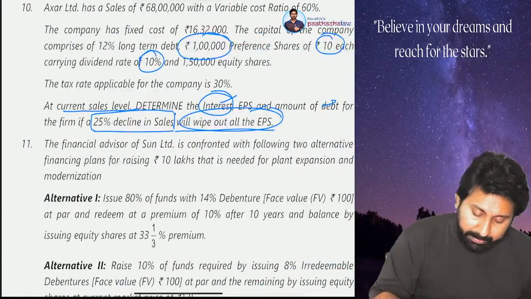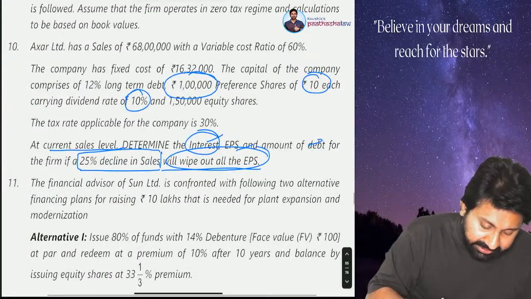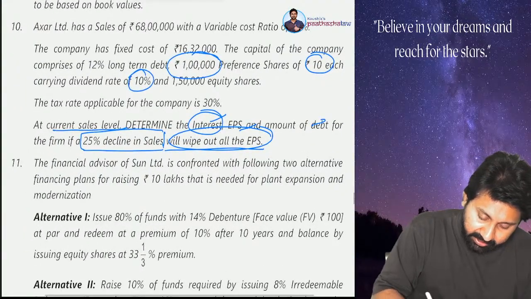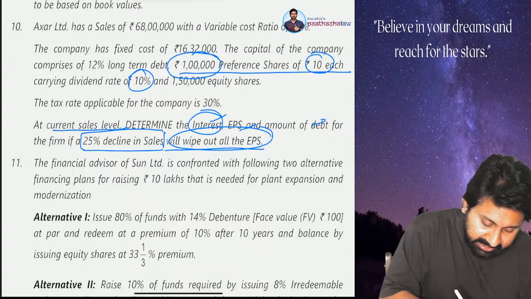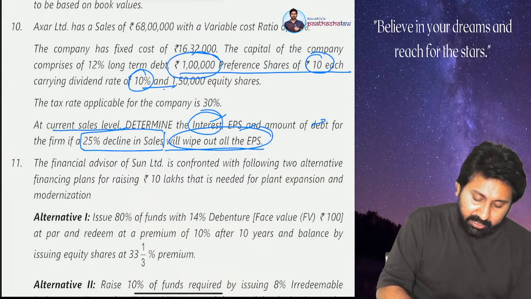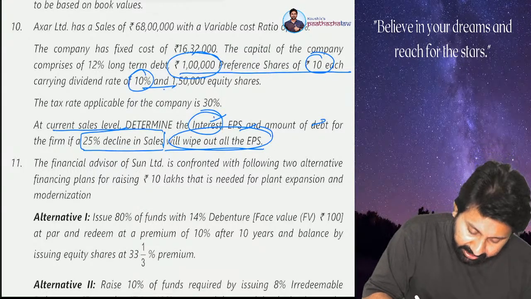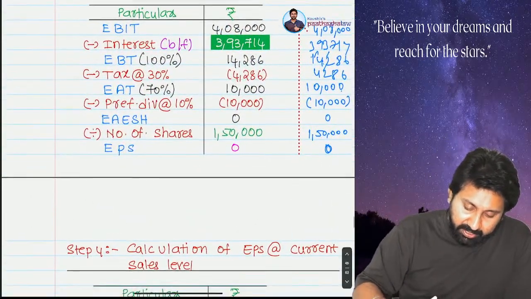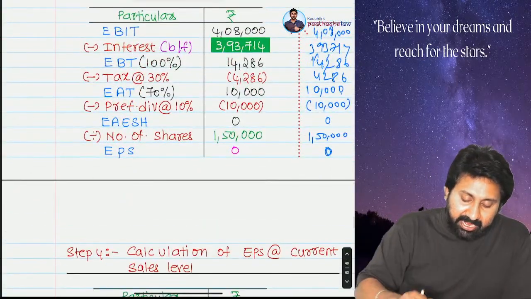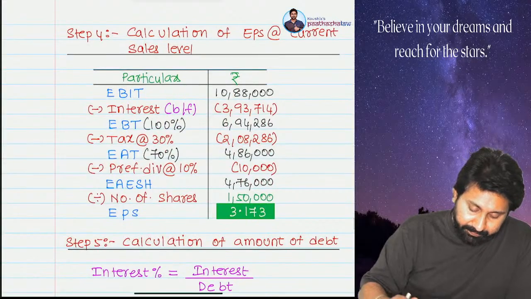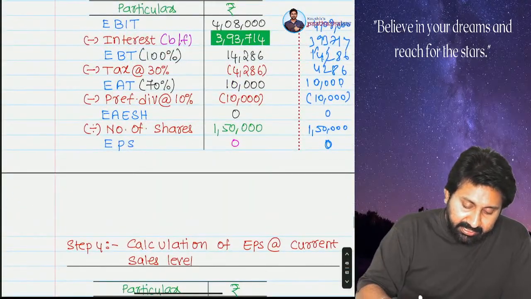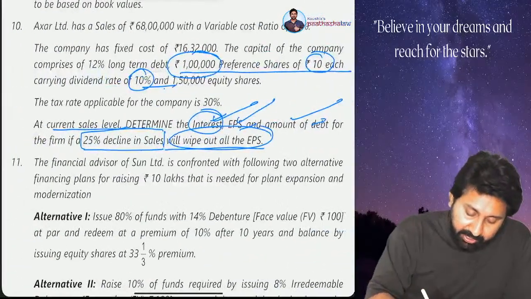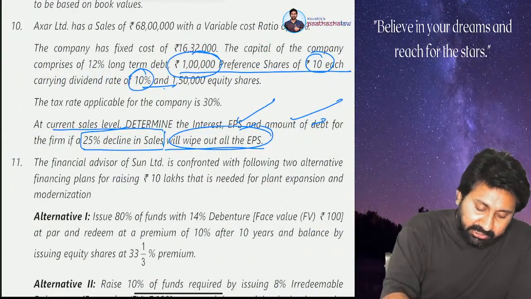You are paying interest on how much debt? The 1 lakh preference shares carry a dividend rate. On how much debt are you taking interest? Interest, EPS, amount of debt. That's why interest is 3,93,714. So therefore we have calculated the interest now.